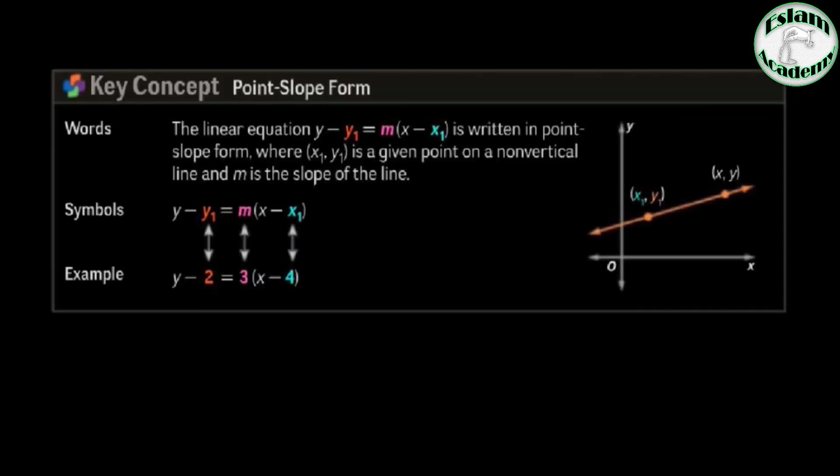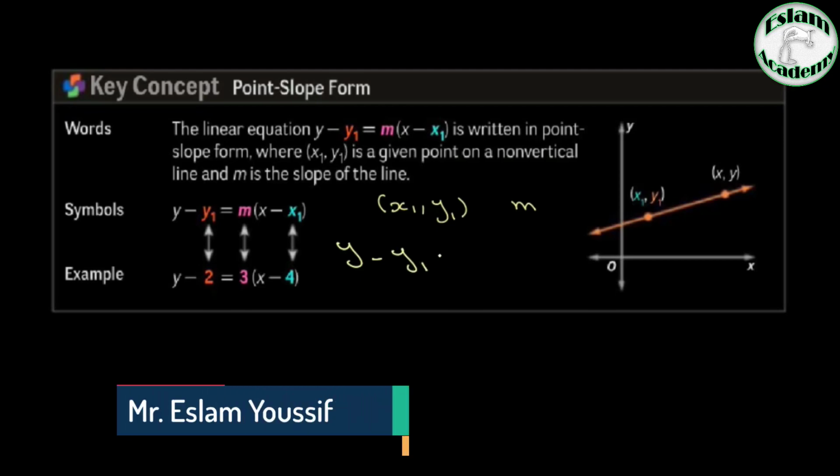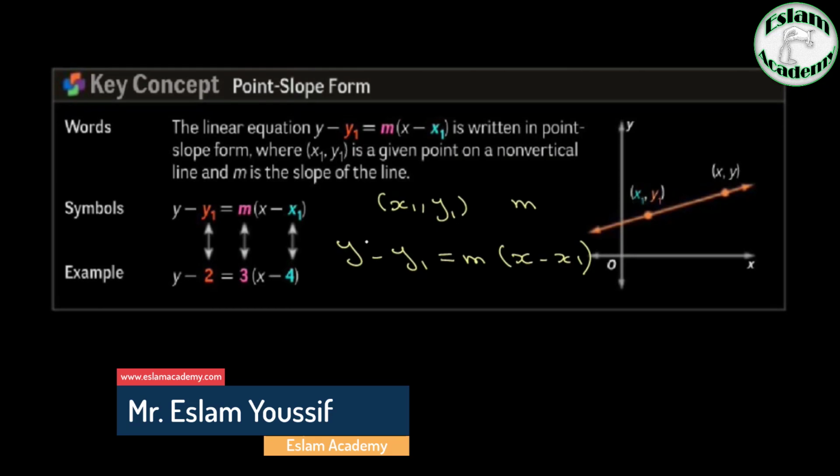The third form of the linear equation is called point-slope form. In point-slope form, the point is (x1, y1), with a slope equal to m. So the equation in point-slope form is defined by y - y1 = m times (x - x1). And this form is called point-slope form.